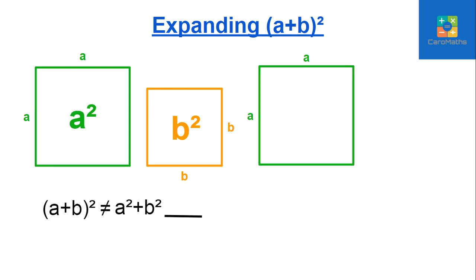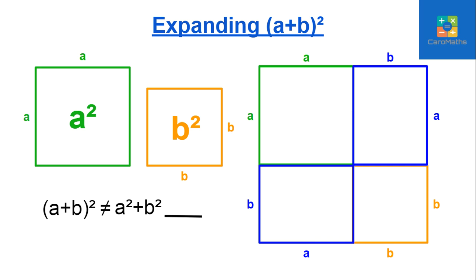So here we have our larger green square with sides a, and here we have our smaller orange square with sides b. And now we can draw two rectangles with sides a and b to arrive at our final square with sides a plus b, and therefore area (a plus b) all squared.